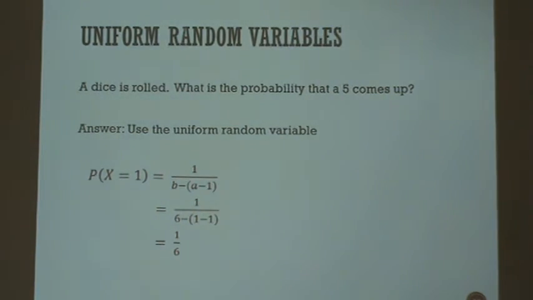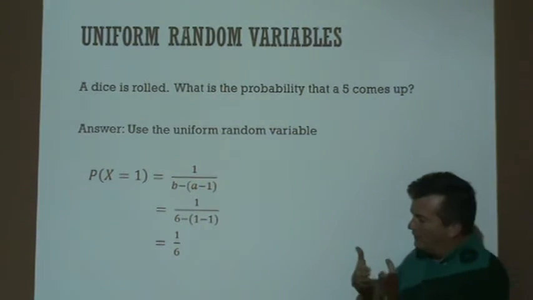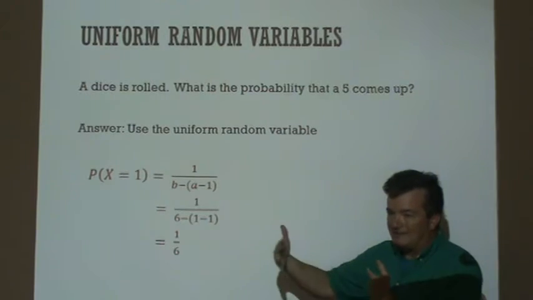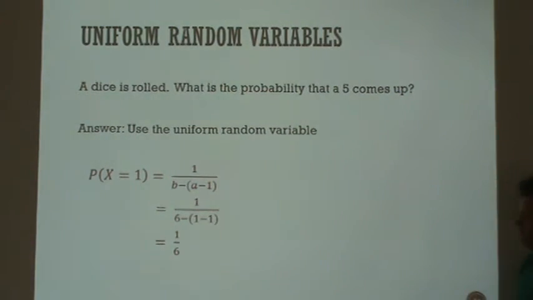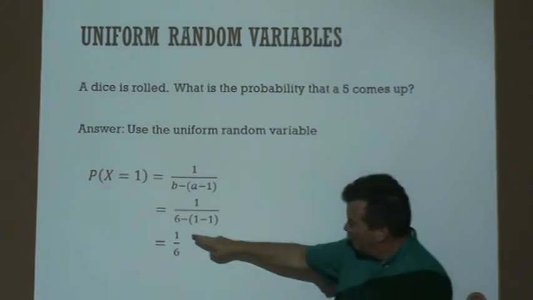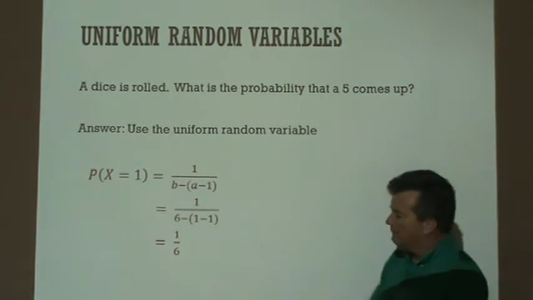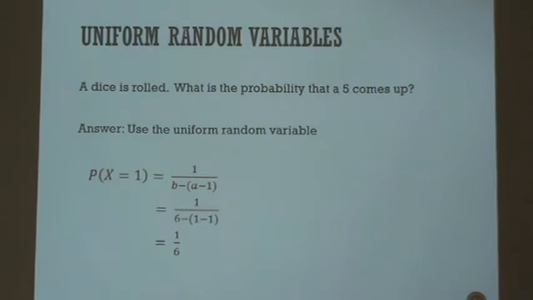So if you want to know what's the probability of the outcome of a dice, and all the events that are possible all have the same exact probability, like a dice, you would just divide it by 1 divided by the number of possible outcomes. And they all have the same probability.